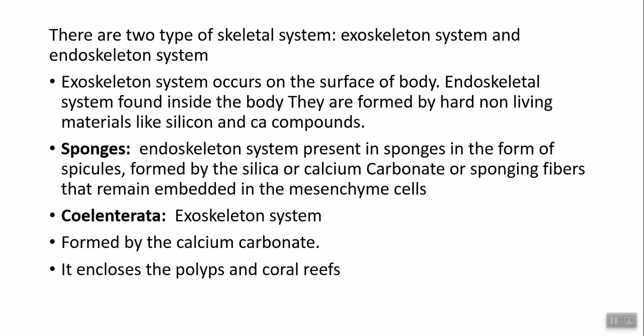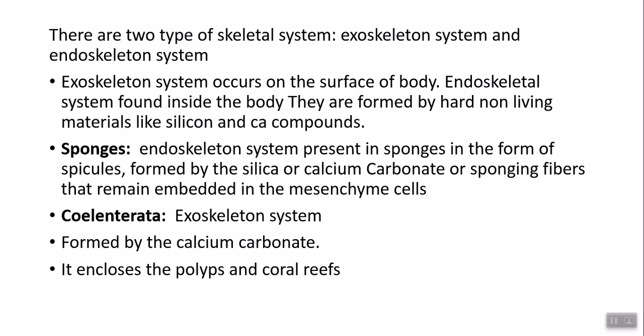These small spicules, the monoactinal spicule, diactinal spicules or the triactinal spicules, almost look very thorny because they grow in 3 directions, in 2 directions and in 1 direction. Based on that, they have been named as monoactinal, diactinal and triactinal. These spicules are either made up of silica or calcium carbonate. So these are found embedded in the mesenchymal cells.